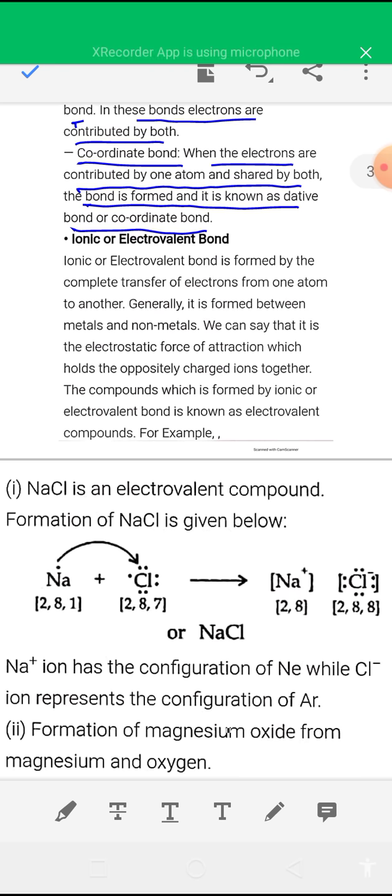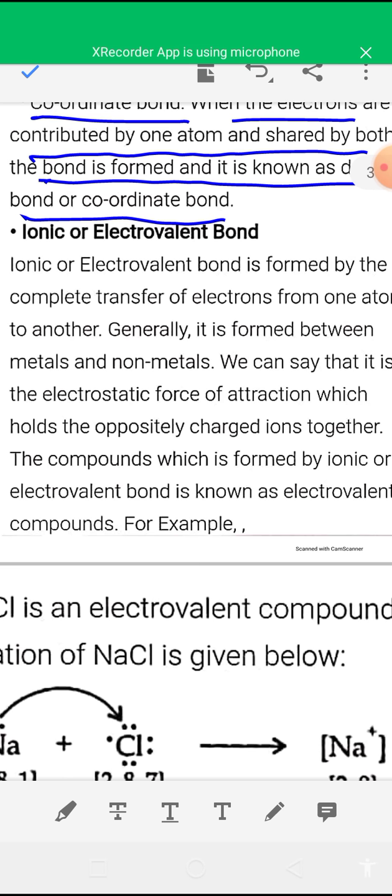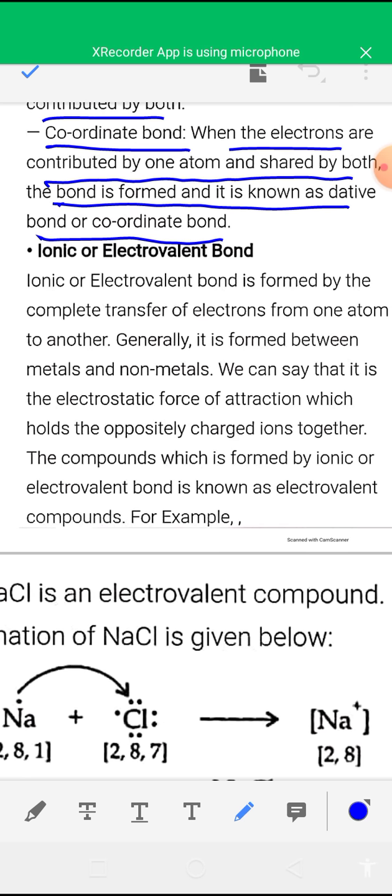Now see, the first type of chemical bond, ionic bond. I have told you ionic bond is formed by transfer of one or more valence electrons from an atom to another atom. Ionic bonds are generally formed between metal and non-metal. An ionic bond, also called an electrovalent bond, is formed by complete transfer of electrons from one atom to another, and it is formed between a metal and a non-metal.